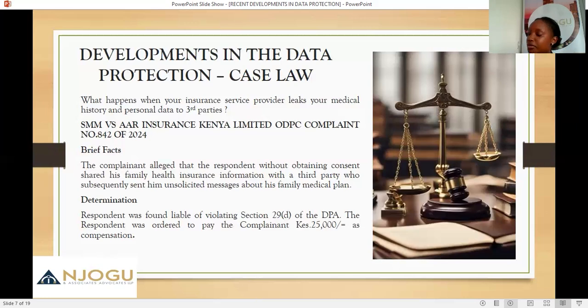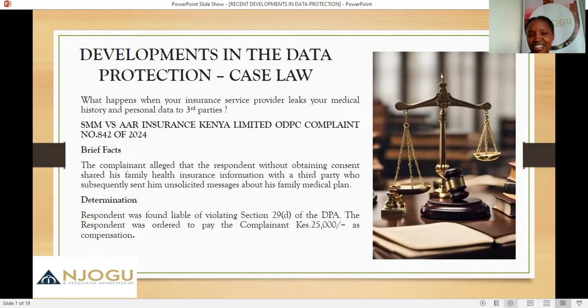And when we look at section 29, when it says the duty to notify, the duty for the data controller and the data processor to notify the data subject that their data is being transferred from this platform to this other platform. That was a major problem that they did not do. What was the final conclusion? So the respondent was ordered by the ODPC to pay the complainant 25,000 as compensation for that.